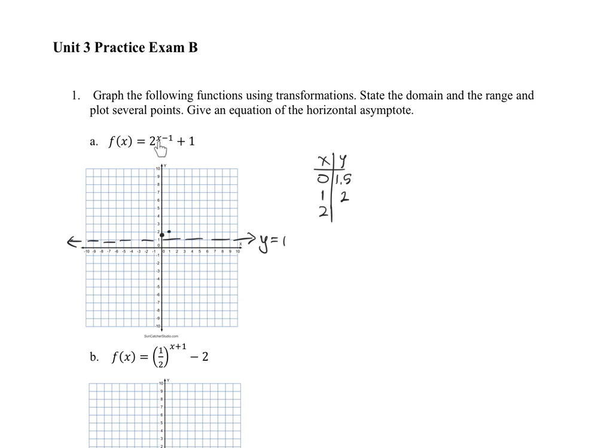Then 2 subtract 1 is 1. 2 to the first power is 2. 2 plus 1 is 3.